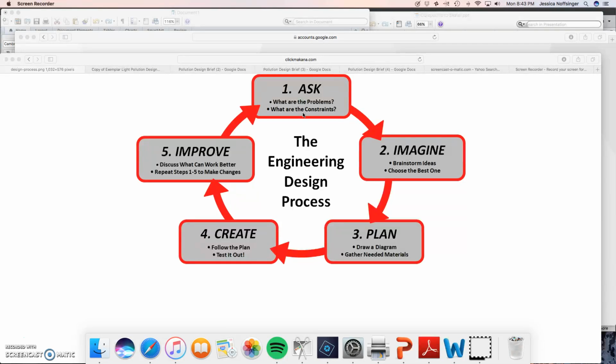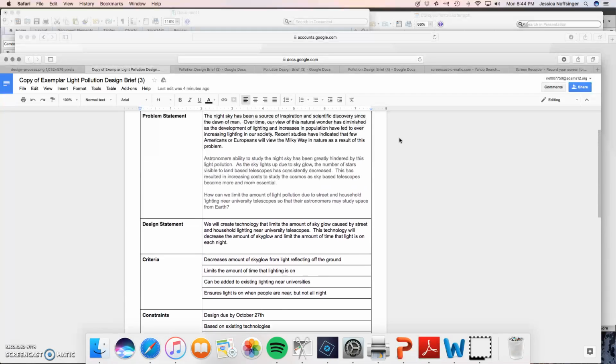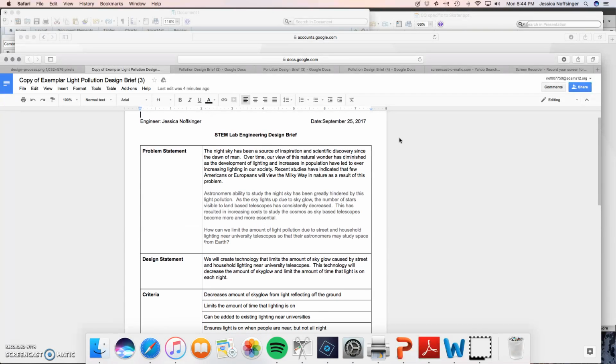So, to show your thinking through this, we're going to create what is called a design brief. A design brief is something that is used in the engineering world for engineers and their clients, or engineers and their boss, to communicate what kind of work they're going to do. Today you're going to start creating yours as a team, and it'll have 4 parts.